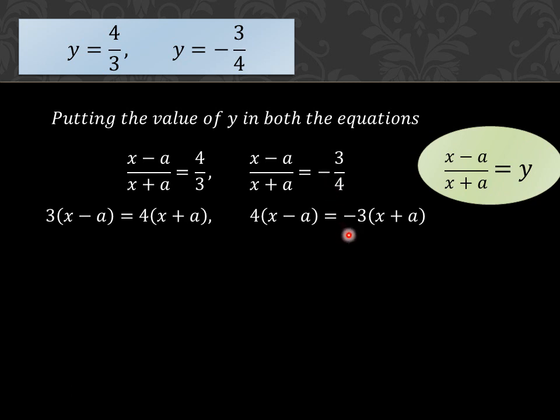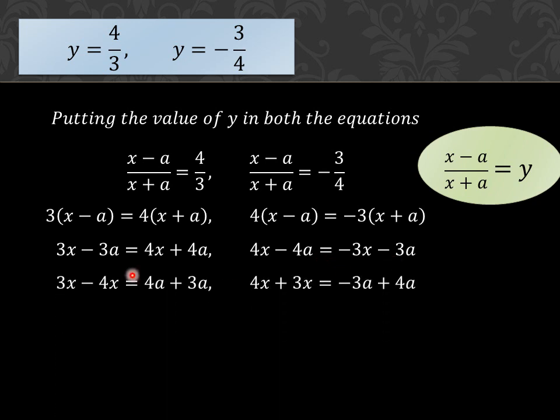Minus will remain there with 3. So after multiplying the bracket, we will get 3x minus 3a equals 4x plus 4a, and on the other side we will get 4x minus 4a equals minus 3x minus 3a. Now we will take all the common digits to one side. 3x minus 4x equals 4a, and this minus 3a will become plus 3a. Coming to this side, 4x, this minus 3x will become plus 3x, minus 4a to the other side will become plus 4a.